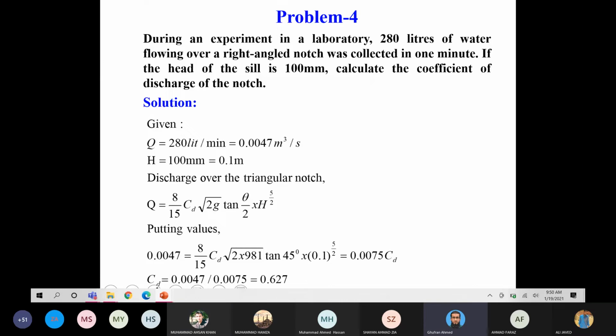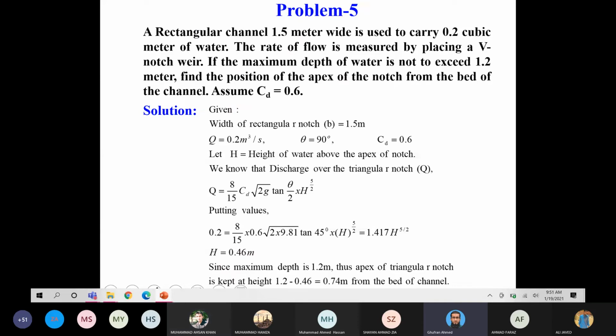So another problem: during an experiment in a laboratory, 280 liters of water flowing over a right angle notch was collected in 1 minute. Discharge is given. Angle is again given, right angle है. If the head of the water is 100 millimeter, calculate the coefficient. CD find करना है इसमें से. हो सकता है. यस सर. Okay, मैं आगे मूव कर रहा हूँ.